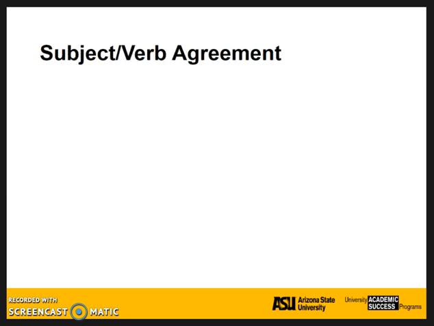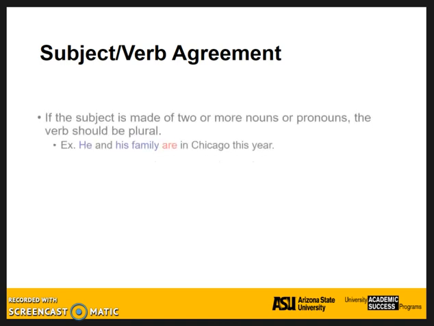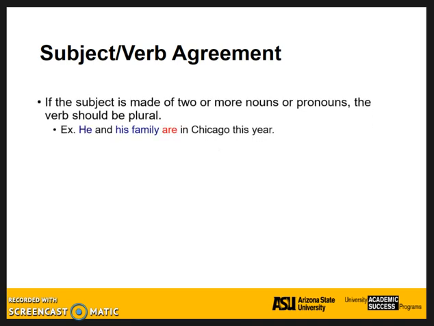For this slide, the subjects in all sentences will be colored blue and the verbs will be colored red. Subject and verb agreement can vary depending on the context of the sentence, but this slide will have 3 common cases. 1, if the subject is 2 or more nouns or pronouns, the verb will be plural. For example, in the sentence, he and his family are in Chicago this year, he and his family are the subject of the sentence and are colored blue on the slide. The verb is are and is colored red.